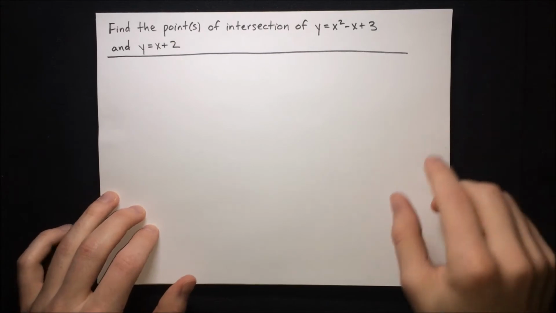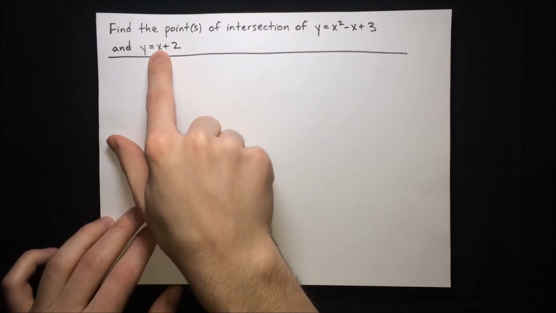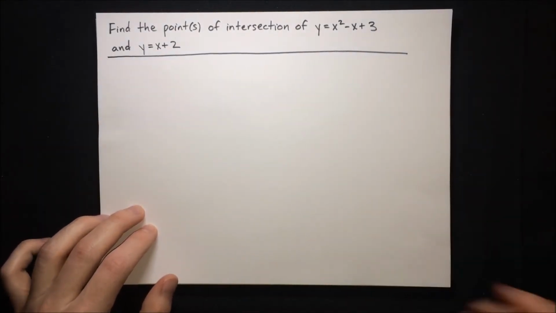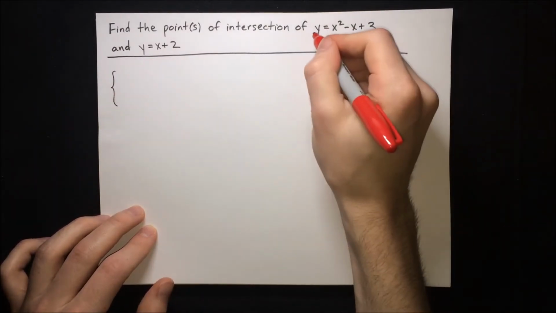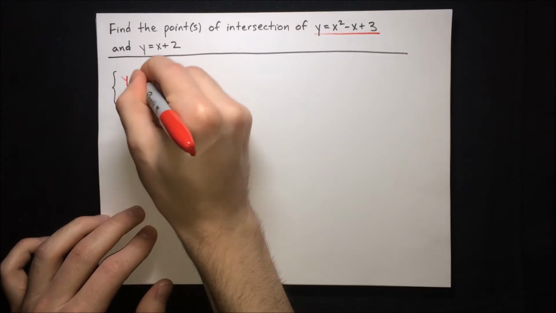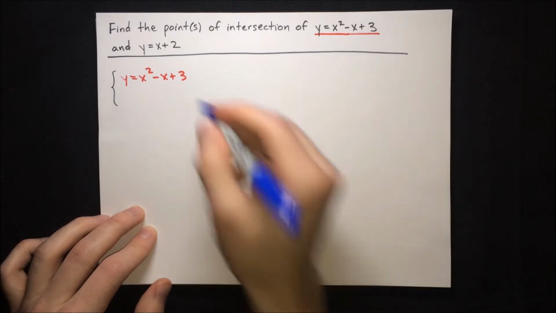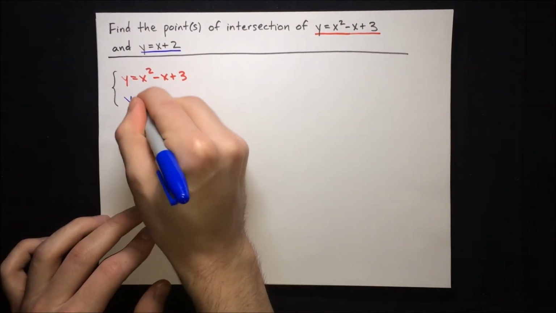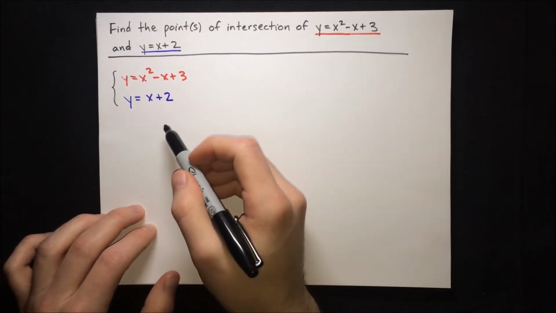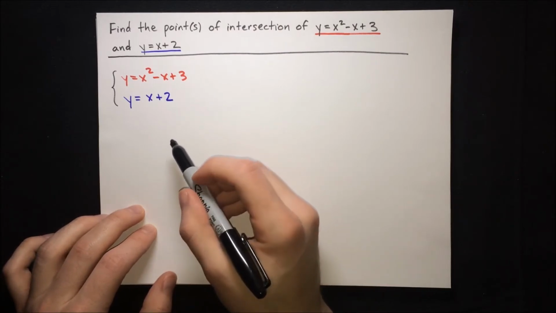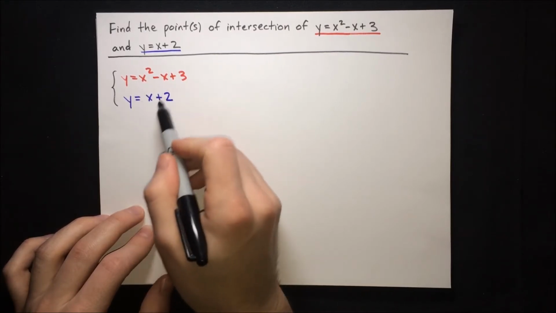Here's a concrete example of finding the points of intersection between a quadratic and a line. We're going to start off by writing a system. The points of intersection are just the solution to this system: y equals x squared minus x plus 3, and y equals x plus 2. Since we can have either 2, 1, or 0 points of intersection, we should expect either 2, 1, or 0 solutions for this system.